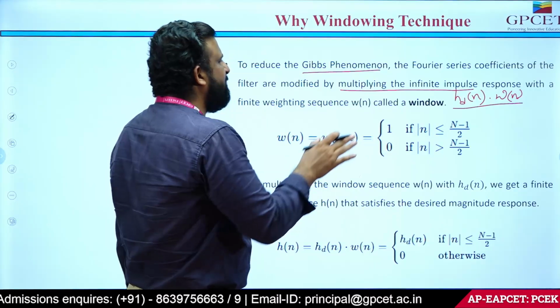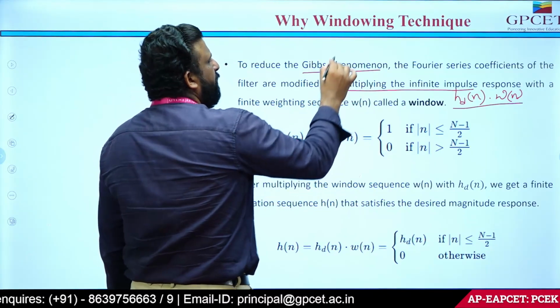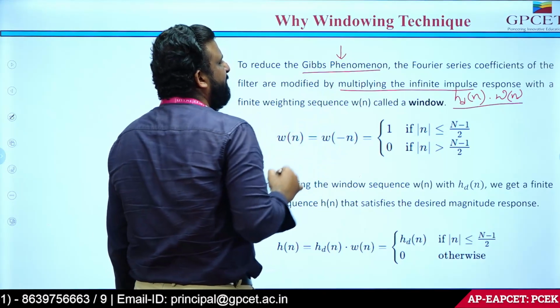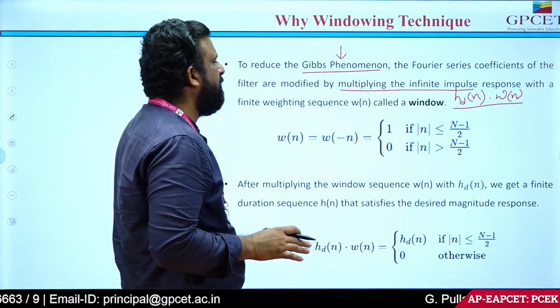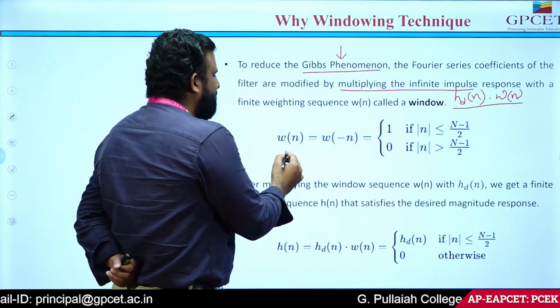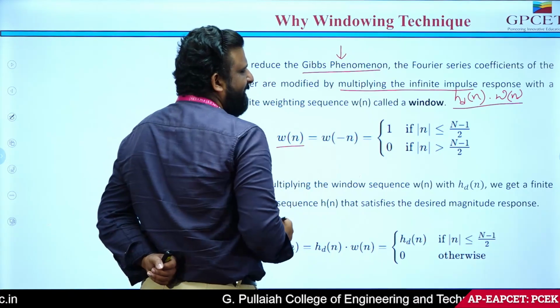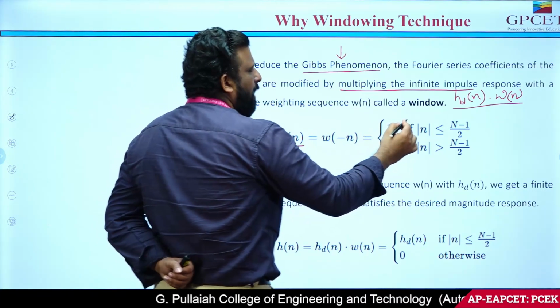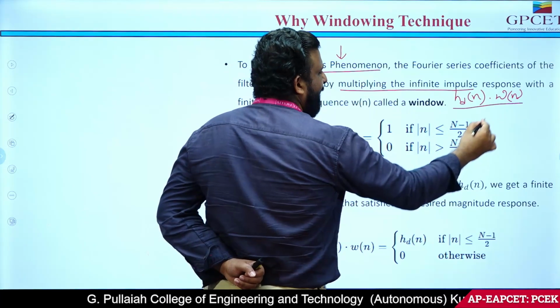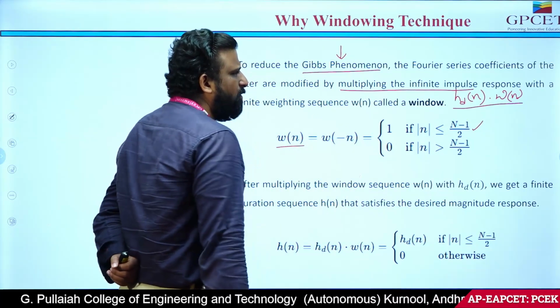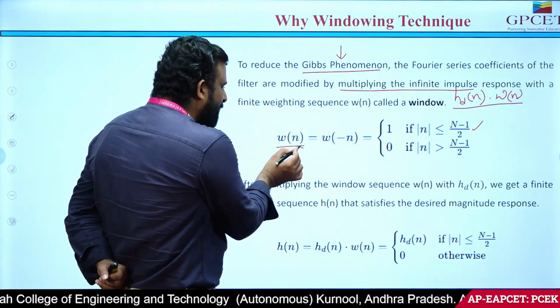So why is this multiplication done? To reduce the Gibbs phenomenon which is present in the Fourier series method. This is the mathematical representation of the window: w of n is equal to 1 for mod n less than or equal to (N minus 1) by 2, otherwise it is equal to 0. So this is the windowing function.